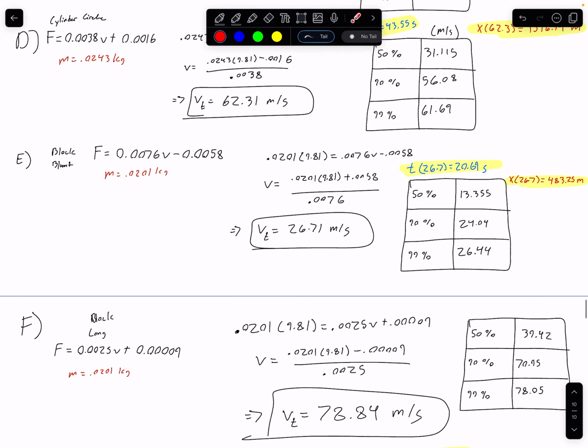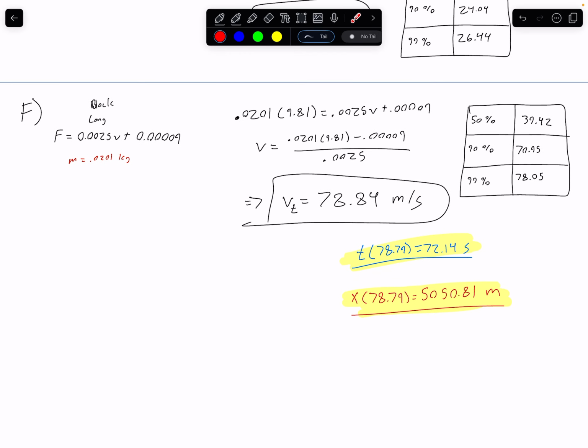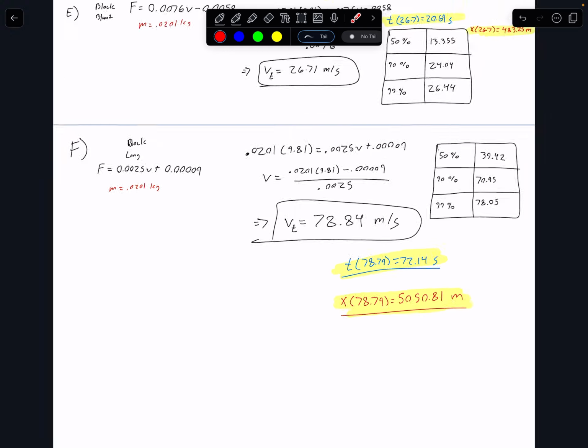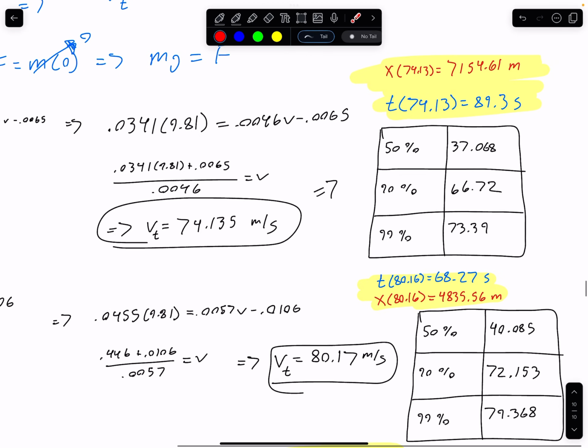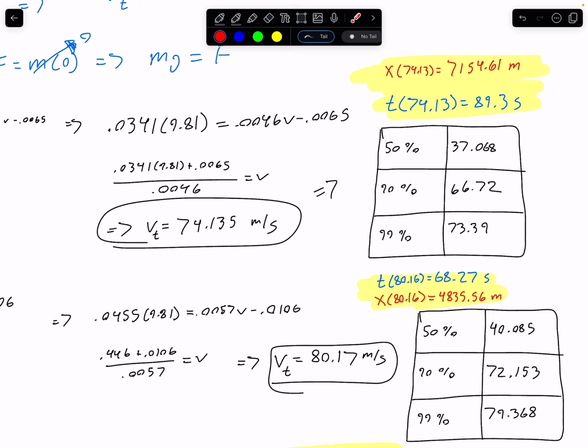1,516.94 meters. For the block blunt, or the big part of it, it took 20.69 seconds, and it takes 483.25 meters to reach that. And then for the block in the long way, it took 72.14 seconds, or 5,050.81 meters. Doing these values for later literally took copy and paste for the tables, just dividing this by 1/2, or multiplying it by 0.9 or 0.99 to get our values on the right.